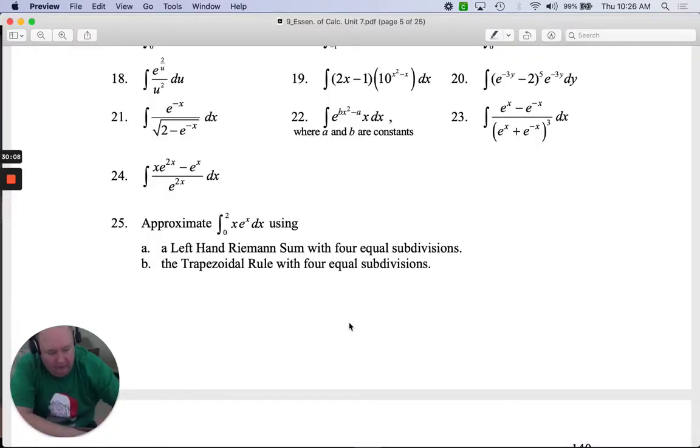Can you approximate that integration? First we're going to use a left-hand Riemann sum. And then we're going to use the trapezoidal rule where n equals 4. And then the second one, I'm just going to write down the trap rule with 4 again. Good review.